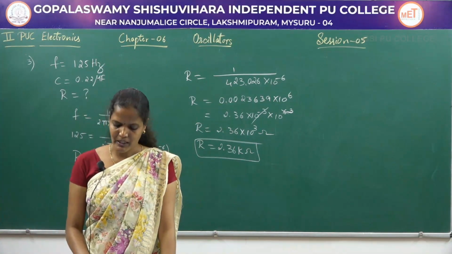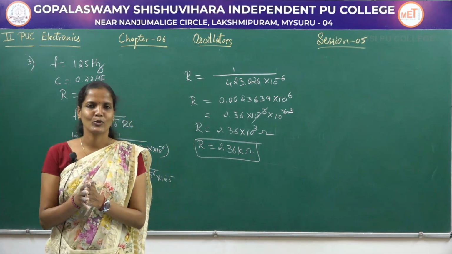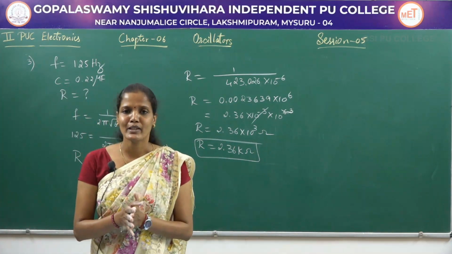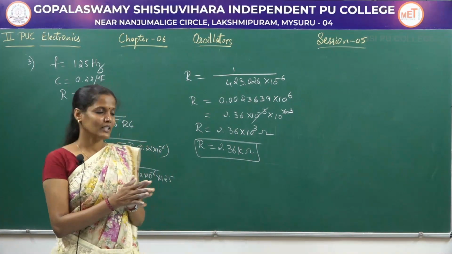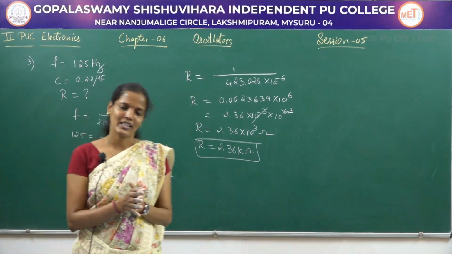The problems are simple. Here you have only one formula, F is equal to 1 divided by 2 pi root 6 into RC. Please identify the given parameters correctly and use those values in the formula, that is 1 divided by 2 pi root 6 into RC.